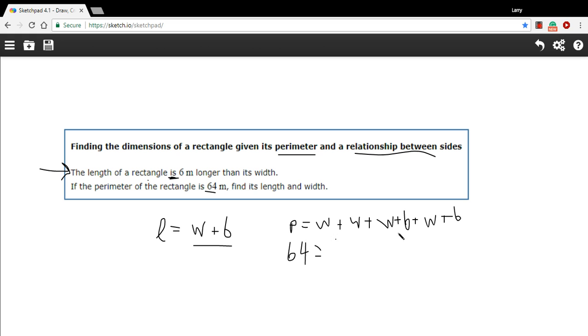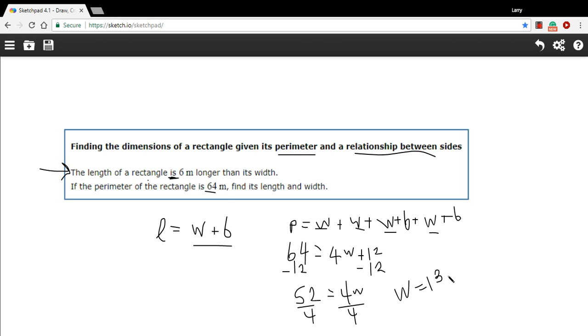Let me bring all this down after I simplify it. Let's combine like terms. We have W, W, W, W. That's four W's. And we have 6 and 6, that's 12. Now we just need to do a little bit of algebra to solve for W. I'm going to start by subtracting 12 so we can get that W term alone. So this would be 52 here and 4W. And then we just need to divide both sides by 4 to get the W totally alone. And 52 divided by 4 is 13. So W equals 13. Not quite done yet, though.